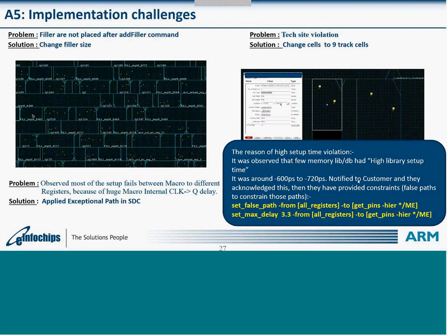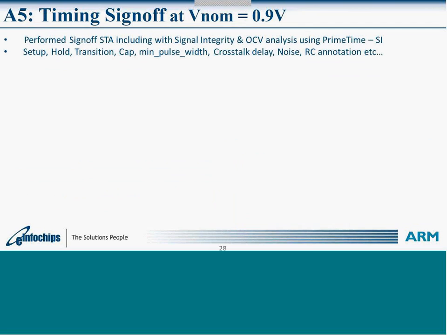Timing sign off, slide number 28. In Cortex, we completed sign off STA with the nominal voltage of 0.9 volts. Basically, we did the sign off STA including signal integrity and OCV analysis using PrimeTime.